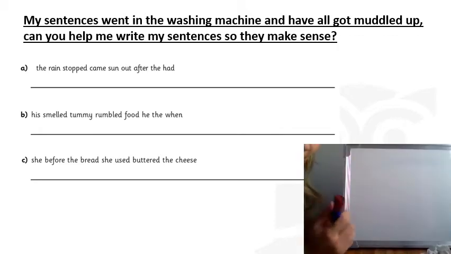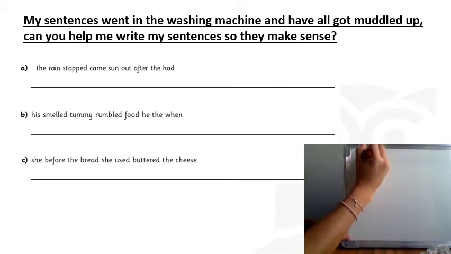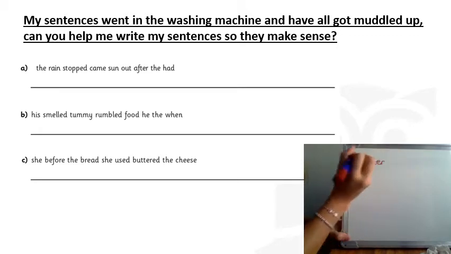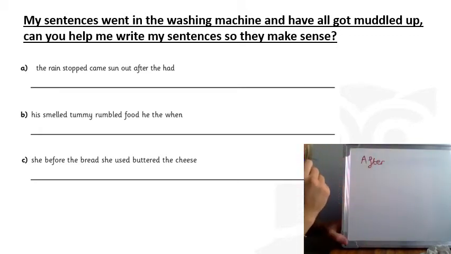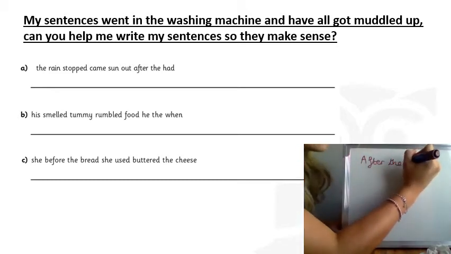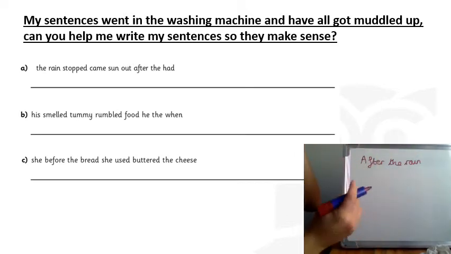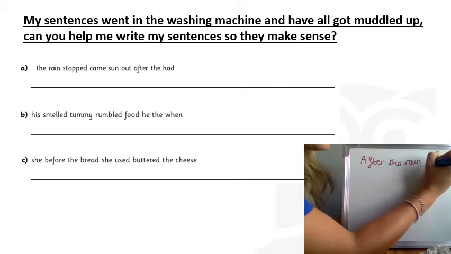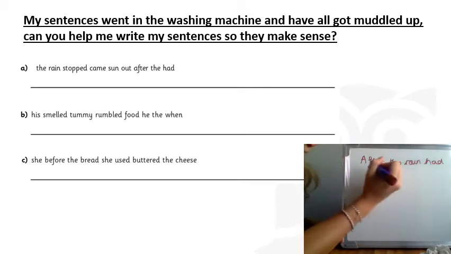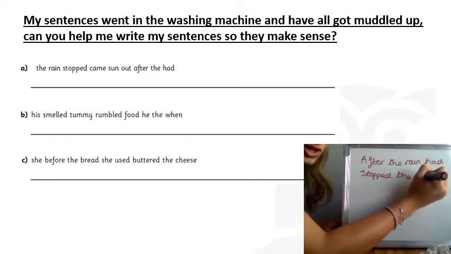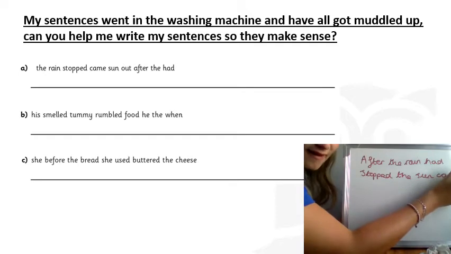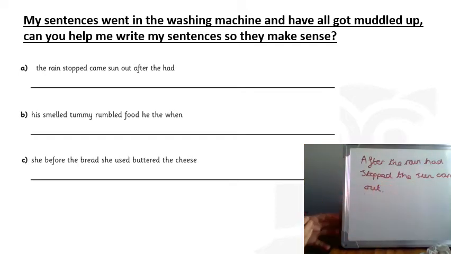So: the rain stopped, came sun out after the had. Well, I need to find out my time connective. It is going to be after, because it's telling me when something happens. So after, it's saying about the rain stopped and the sun coming out. So after the rain, let's see what words. You could also write out these words and cross them out as you go along. After the rain had stopped, the sun came out. So I've done my sentence.